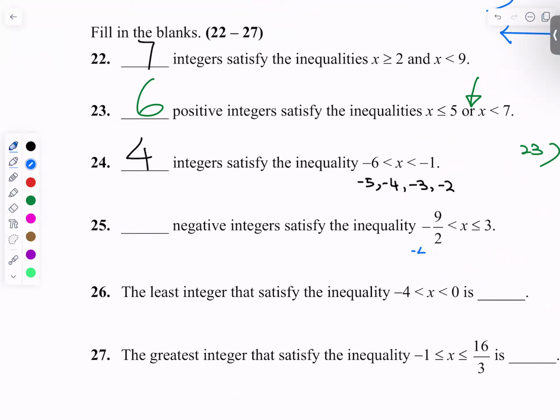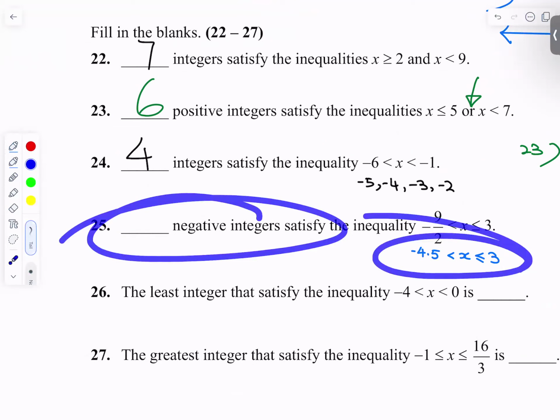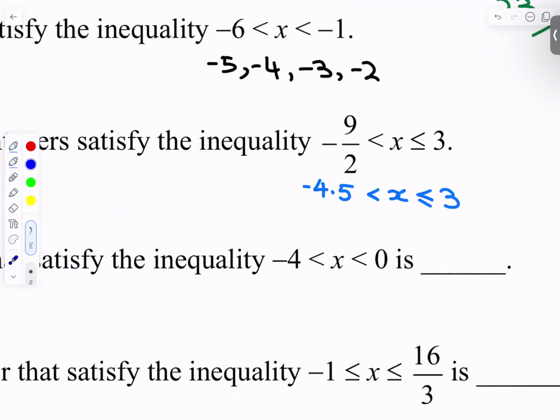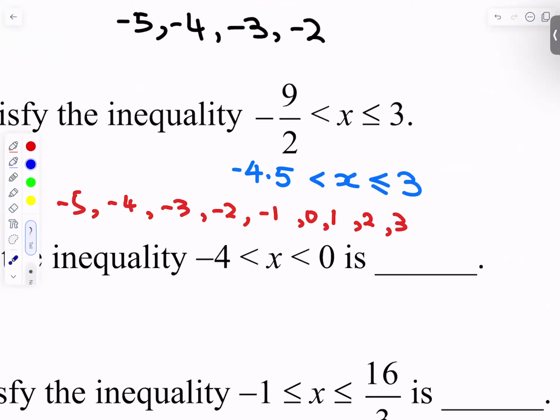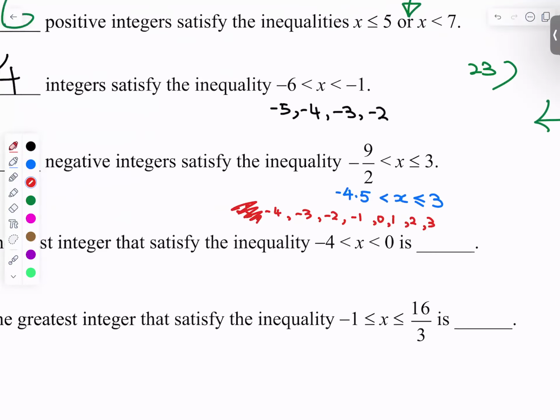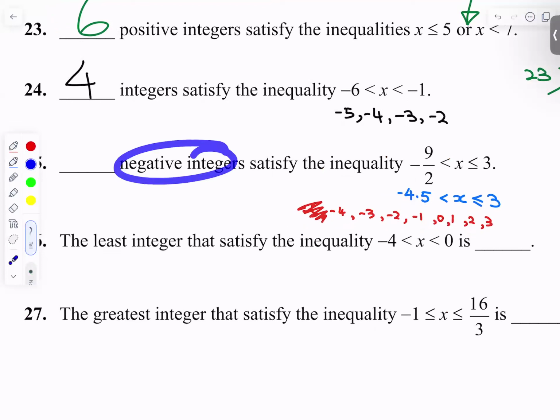What does it mean by -9/2, -5, -4.5? So can you also tell me how many negative numbers between this? We will have 3, 2, 1, 0, -1, -2, -3, -4. Can we have a -5? Nope, because you're greater than that. So that is not included. So how many negative integers? So just 4 of them.